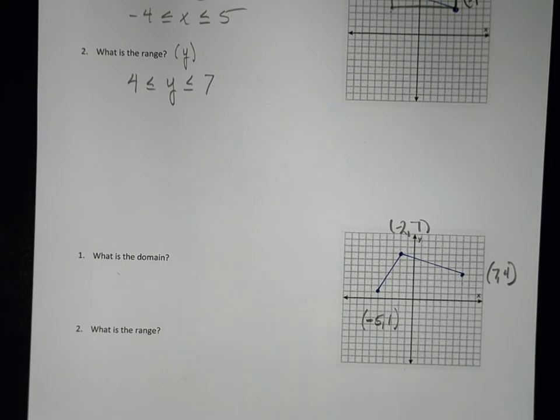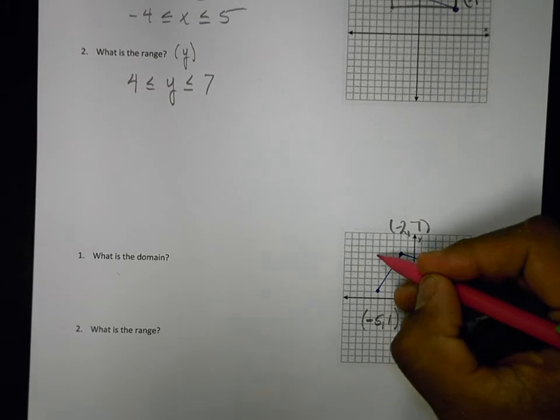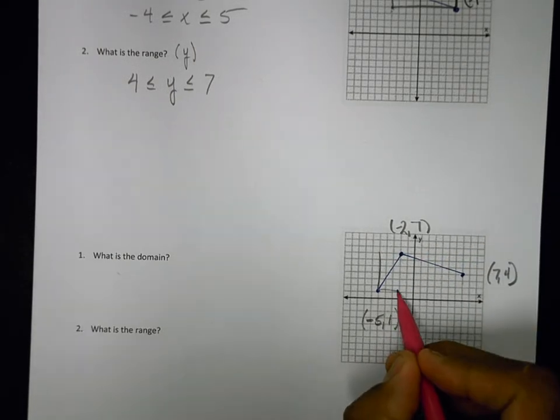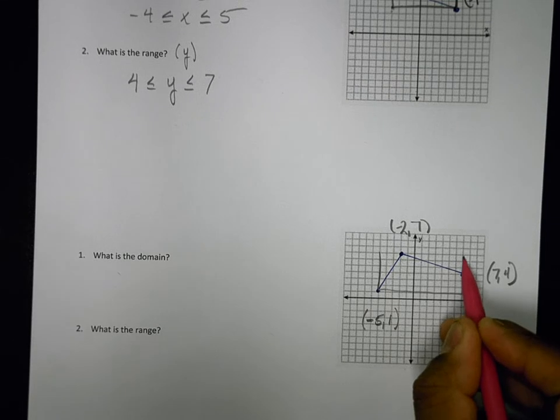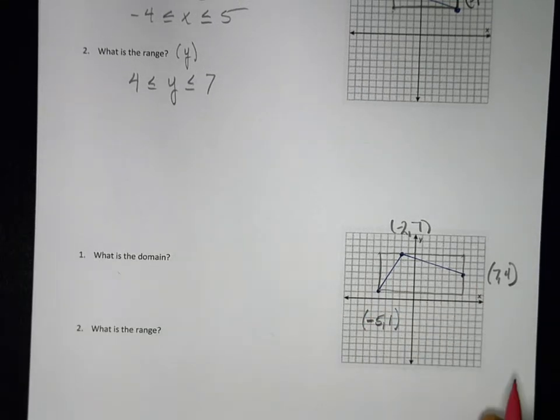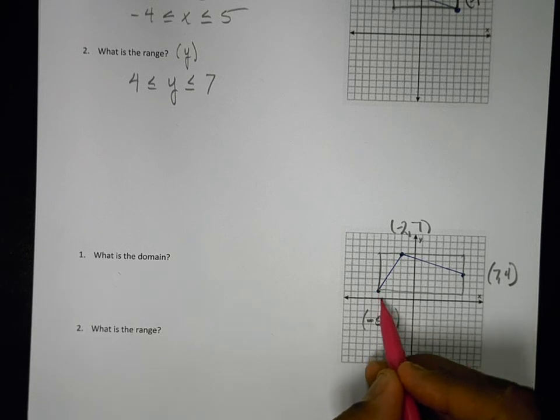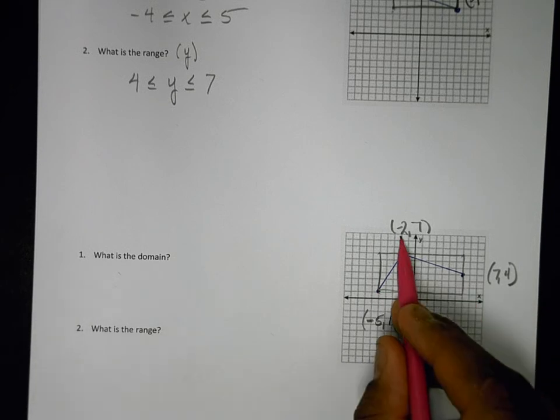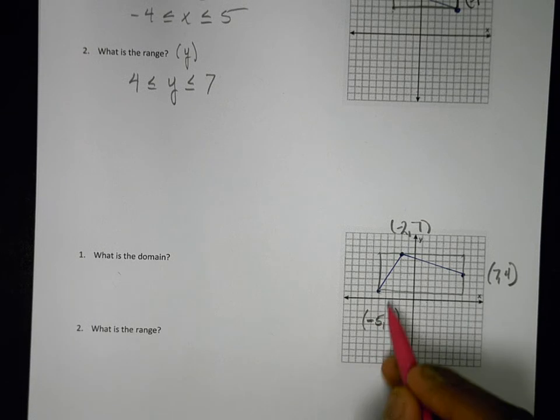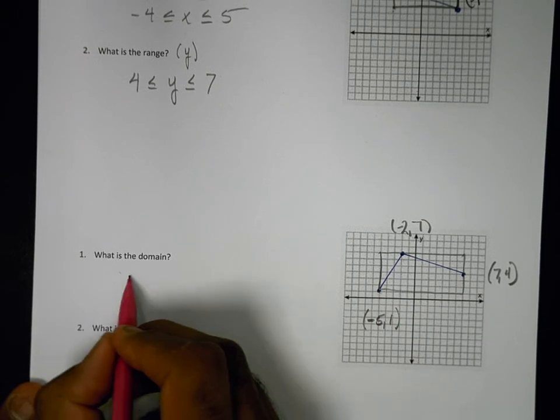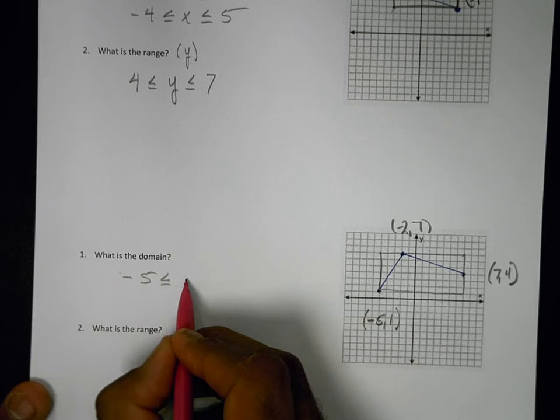So if I want to find the domain, I'm going to draw in a box around this. The whole function has to fit into the box. Basically, the domain is the smallest x to the biggest x. This negative 2 is in between these. If I just look at the x values, the ones in the front, it goes from negative 5 to 7, and all the numbers in between.